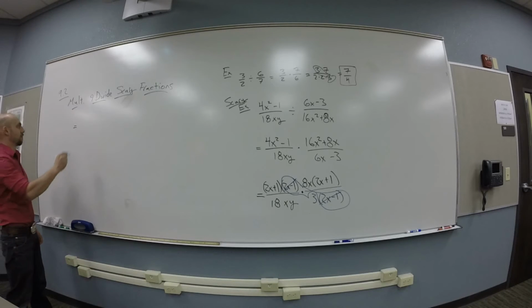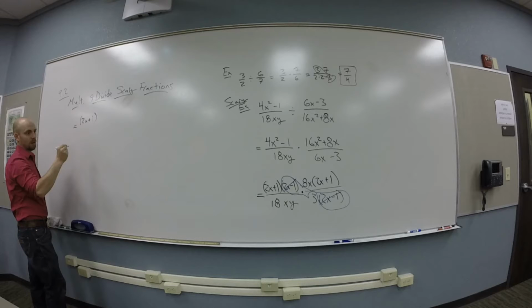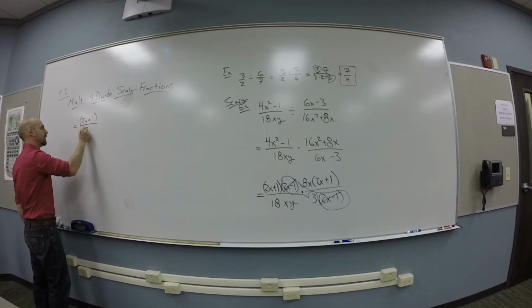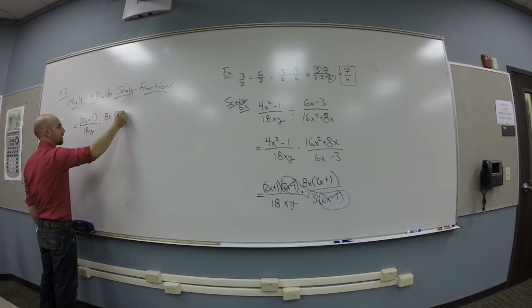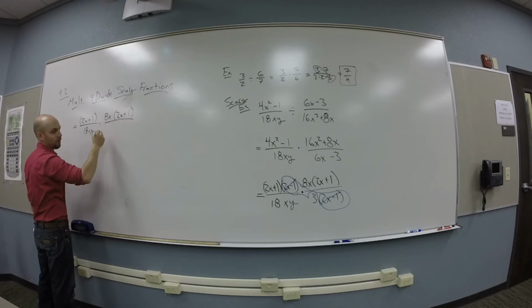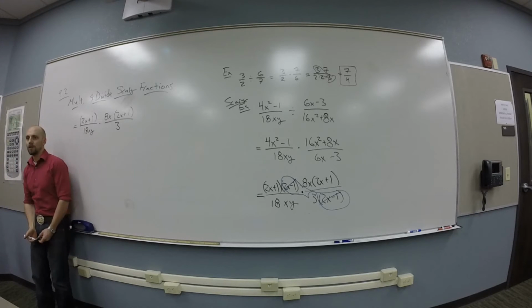Okay, so what do I have on the top? 2x plus 1 times 2x minus 1, and then 18x over 18xy, times 8x over 2x, times 2x plus 1 over 3. Okay. Now do I see anything else that can cancel?